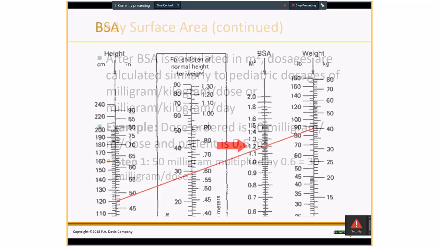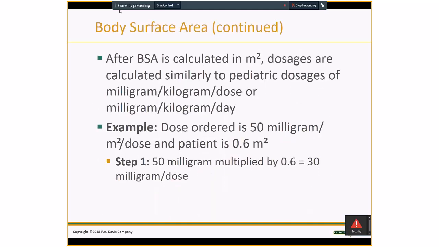So then once you figure out what that is, then you can do the dosage. So you have milligram per kilogram per dose, which is what we've already kind of been doing. So if they ordered 50 milligrams per M2 dose, and the patient's BSA was 0.6, then you do 50 times the 0.6. So that'd be 30 milligrams per dose.